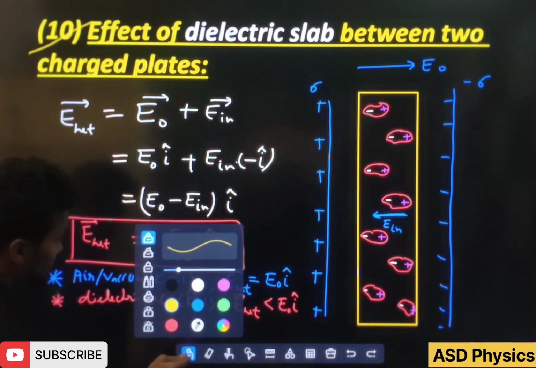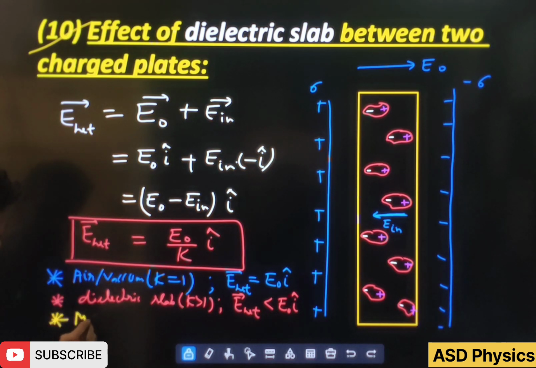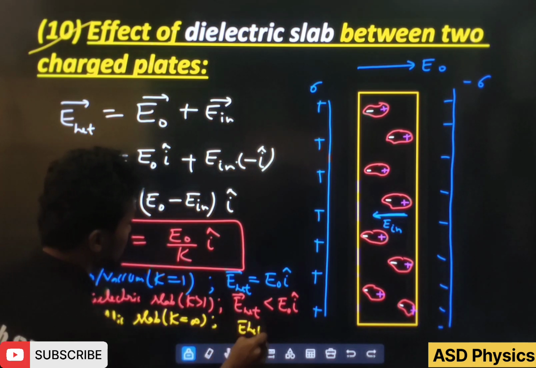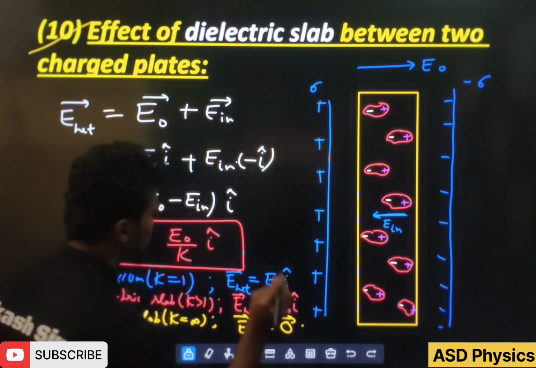And one more thing, if in case a metallic slab is there, K is infinite. That means in this situation, the net electric field value will be 0.